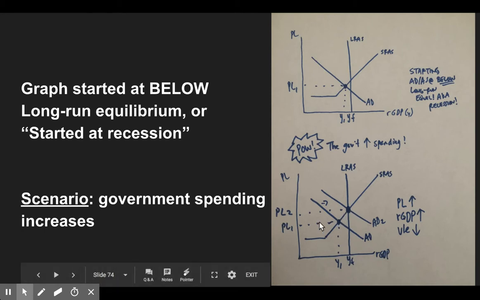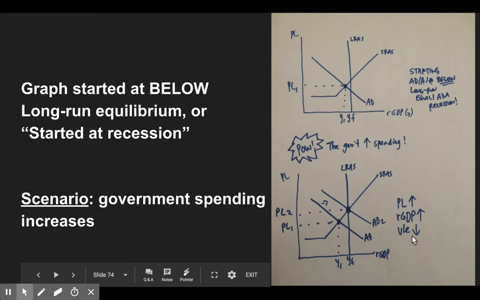And so the effect of that, which we can see on our graph, is that the price level increased. We went from PL1, which is where we started, to PL2. We went from Y1, which was our short run below equilibrium output, back to GDP at full employment, YF.